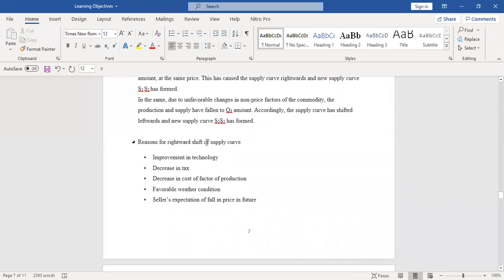Reasons for an outward shift of the supply curve. These are some factors that will cause the supply curve to shift outward. Improvement in technology, decrease in taxes, decrease in the cost of factors of production, favorable weather conditions, seller expectation of a fall in price in the future. So if you expect the price to fall in a couple of months, you would want to sell the most that you can sell now. So you would supply more now to capitalize on the higher profitability. All right.